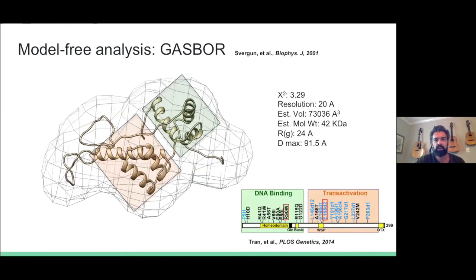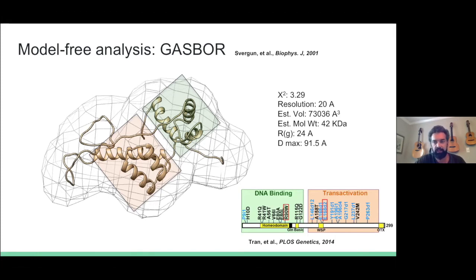Chris and Michael started out using some model-free analysis using the GASBOR technique, with all the specs over here for resolution, estimated volume, and molecular weight. What we got out of this initial analysis is, I'll have to admit, a pretty satisfying preliminary structure that we're happy with. We've got the DNA binding, really the homeodomain portion, over here in green, followed by this linker region, which is a little less ordered, and then the transactivating domain. We're still actively working on refining this model-free analysis to see if we can tighten this up. But pretty happy with this so far.